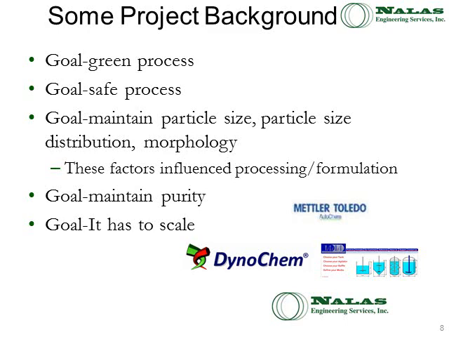Another goal was to maintain particle size distribution and morphology. These factors were found to influence the processing and formulation of the product. There was another goal with maintaining purity. As you start to scale up, sometimes you run into challenges with impurities growing in that you hadn't seen at the smaller scale. We wanted to make sure that did not happen. So using our models such as Dynochem, Vizimix, and the Mettler-Toledo software that are available, we were able to make sure that the impurity profile did scale. And the final goal was that it had to scale. We had to make large quantities of this material. That was probably the most important goal: this process that we developed had to scale.